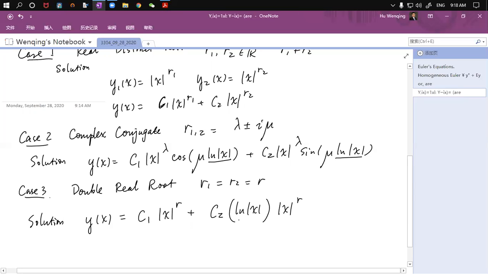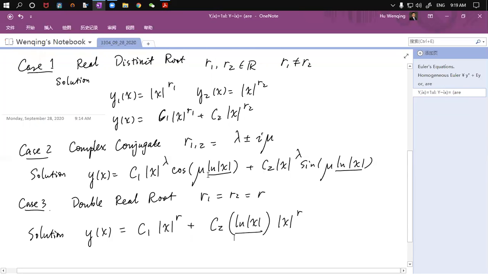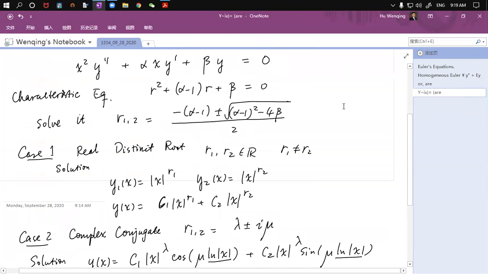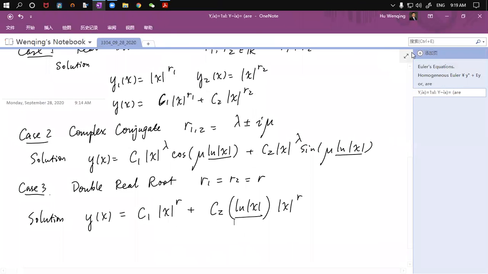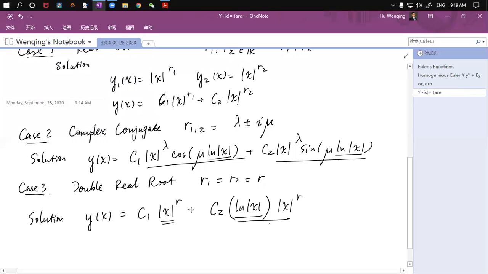Okay, so the golden principle is now replaced by a multiplication by the logarithm of x. That's the new golden principle that we are facing in this scenario. So that's the general theory for the homogeneous Euler equation, how you're going to find a set of fundamental solutions. I will leave to you, it's a nice exercise, to check that these solutions are really fundamental solutions, right? So that means the Wronskian is nonzero.